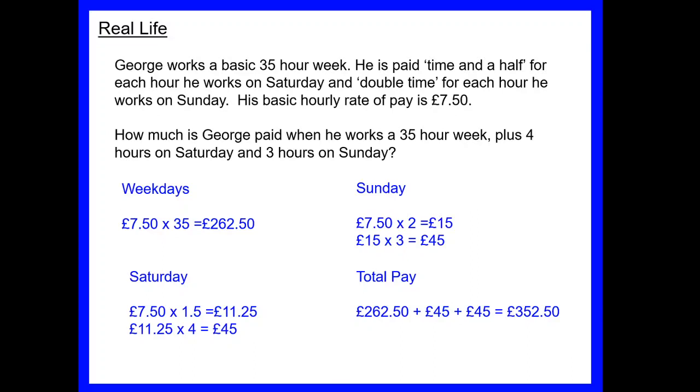Okay, again, make sure you're happy with how we've worked that out. So remember, time and a half means 1.5 times how much you normally get. Double time is 2 times how much you would normally get. So we work that out first to find our hourly rate, and once we know our hourly rate we can multiply that by how many hours we're working to find out how much money we would get.